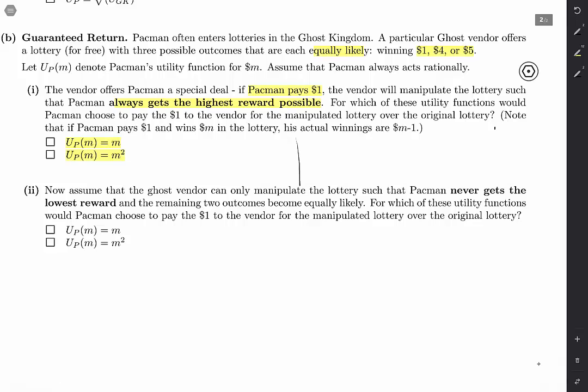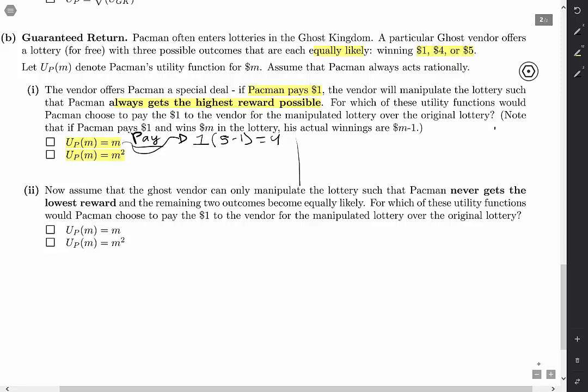Okay, so for this problem, I'll first look at what the utilities are if you choose to pay. So here we're going to pay, and we're going to see what the utilities are. So if the utility is m, then we get a guaranteed probability of 1 times 5 minus 1, which equals 4. So you get a utility 4 if you pay, and you have the first utility. If your utility is m squared, then you get a guarantee 1 times 5 minus 1 squared, so you get 16.